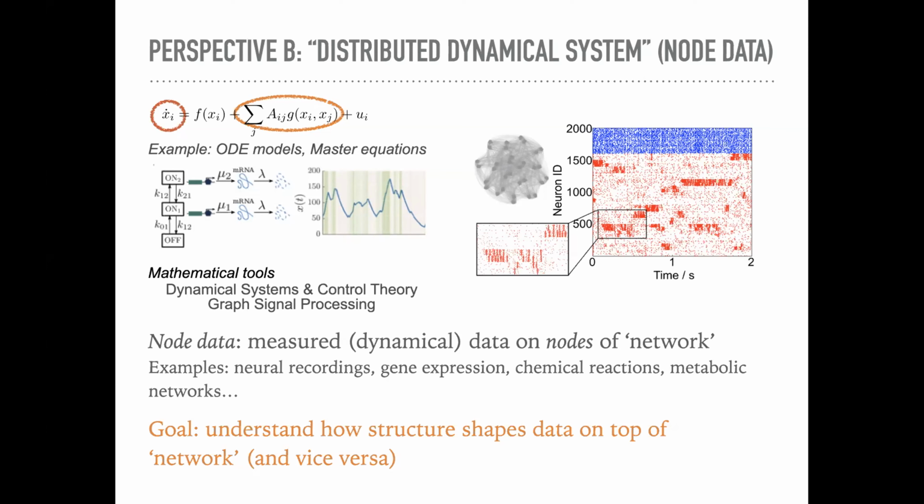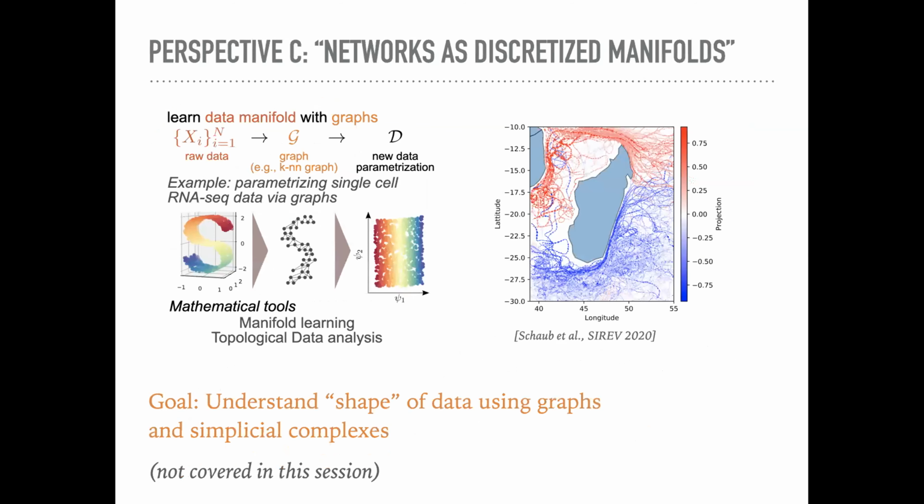and we want to understand how this data gets shaped, or how we can understand this data better by incorporating the structure of the network. So the question here is basically, how does the structure shape the data that sits on top of the network, and vice versa? Can we use, for example, data from the nodes to infer something about the network? And again, there are lots and lots of applications of this. Basically, these 2 perspectives are what we're going to cover in this workshop.